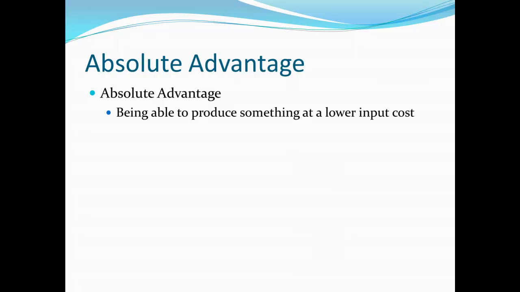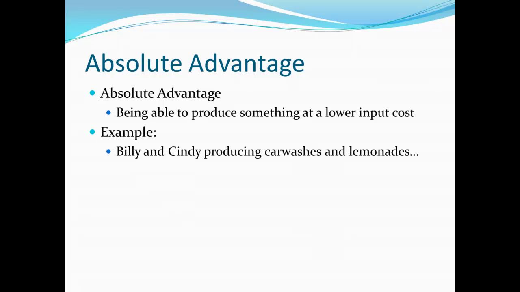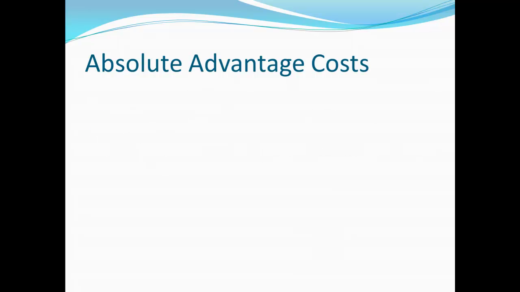So here we have a sense of why we might want to trade with each other. Maybe it costs me less to produce something than it costs you to produce it, in which case it would make sense for me to specialize in producing it and for you to specialize in whatever you have a lower input cost for. To make this concrete, let's look at Billy and Cindy producing car washes and lemonades.